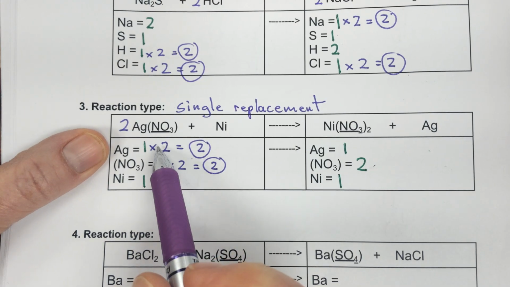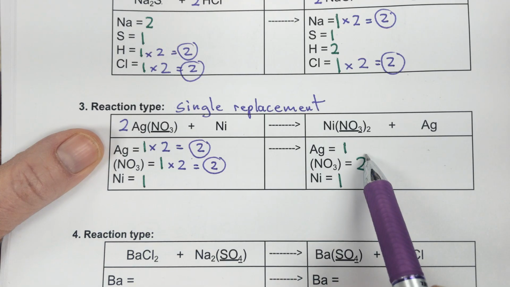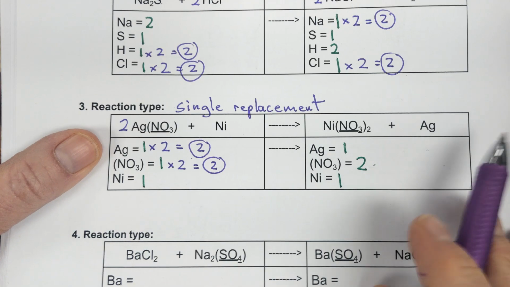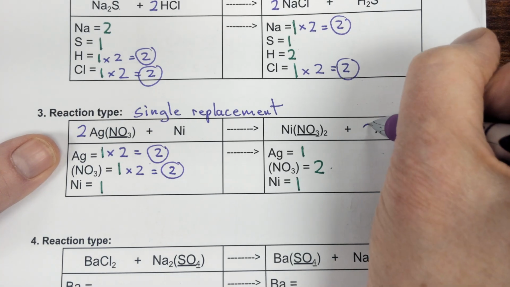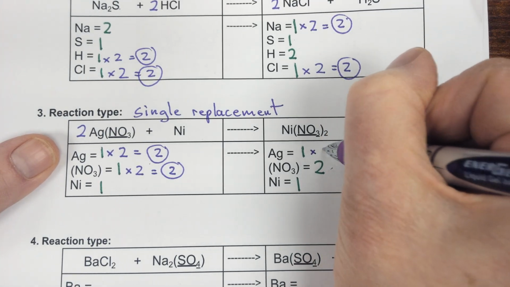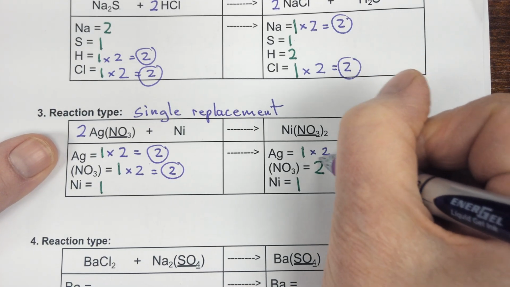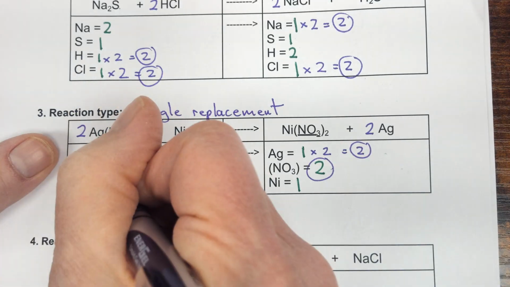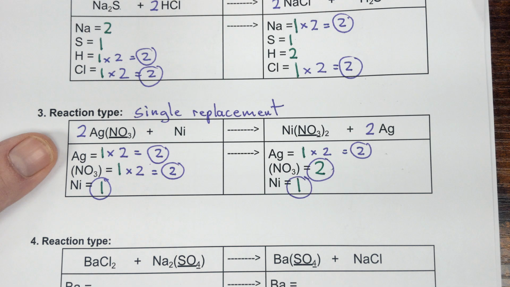I go back to the top of the list and compare, and I see that silver is out of whack. So now I'm going to put a 2 in front of the silver, but that's an easy fix because it is an element by itself. That just multiplies silver. That one's going to be 2. Nitrate was already 2, and nickel is 1 on both sides. Now my equation is balanced.